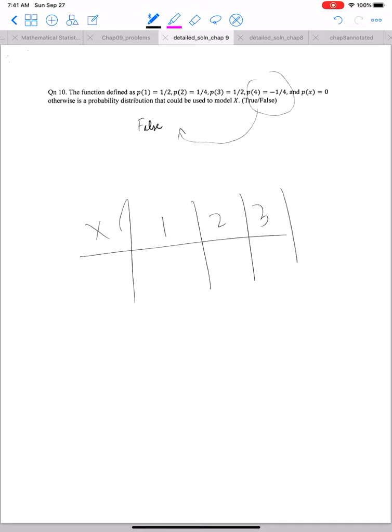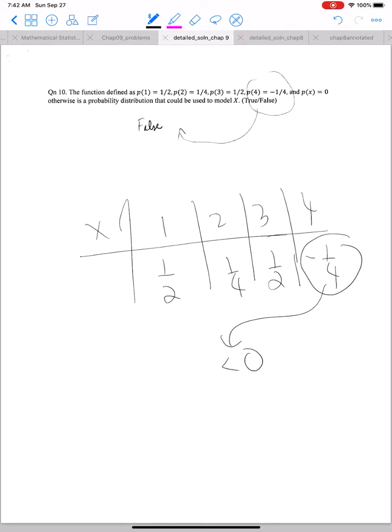The function defined as this can be used to model x. No, it cannot be used to model x, because the distribution is x takes the values 1, 2, 3, 4 with probabilities 1/2, 1/4, 1/2, -1/4. So here they add up to 1, but this number here is less than 0, so it cannot be a valid probability model.